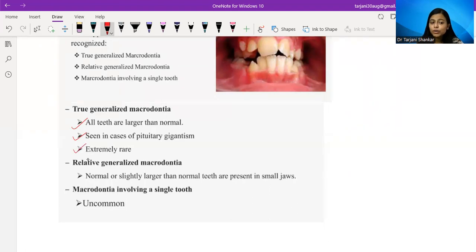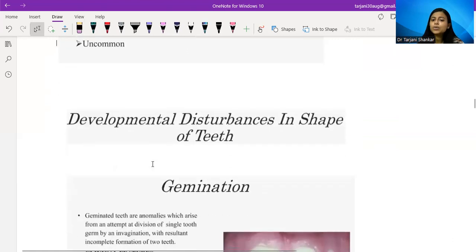Now, in relatively generalized, what happens? Again, it is normal or slightly larger than normal teeth present in the small jaws, right? And macrodontia involving a single tooth, that is usually uncommon. Clear? Okay. This was about the size of the tooth. Now we come to the shape of the tooth.